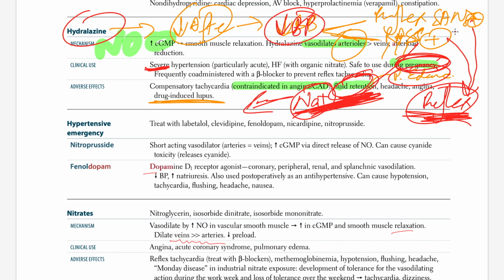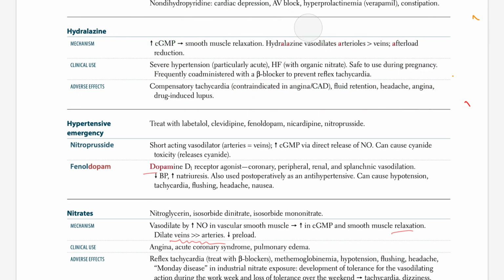and that is all for hydralazine. Now let's talk about hypertensive emergency, right? Hypertensive emergency. We can treat this with labetalol, clevidipine, fenoldopam, nicardipine, and nitroprusside. And again, what was hypertensive emergency? When you had a blood pressure greater than or equal to 180 by greater than or equal to 120.